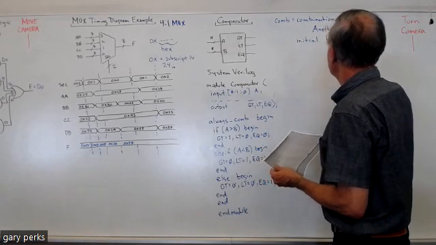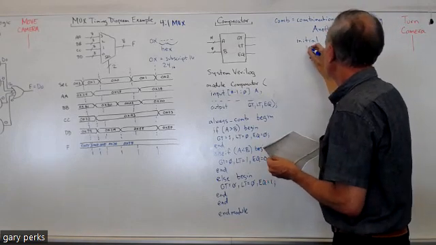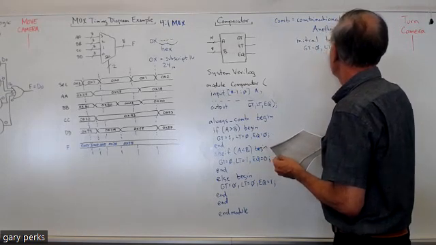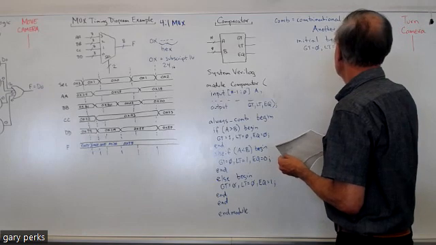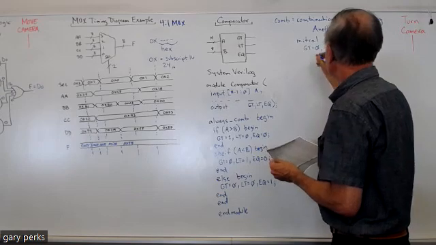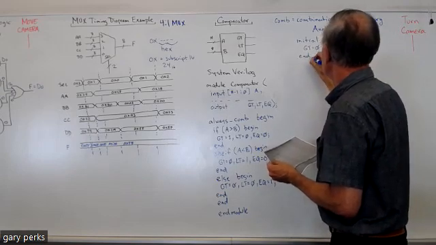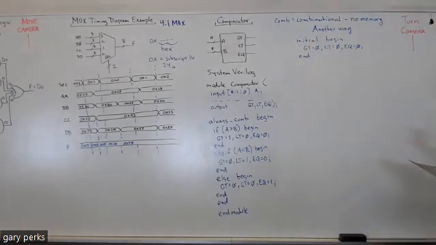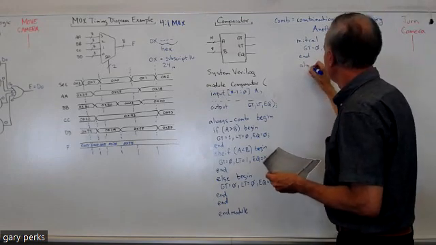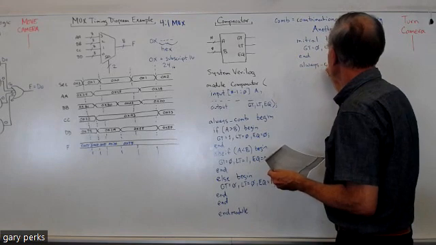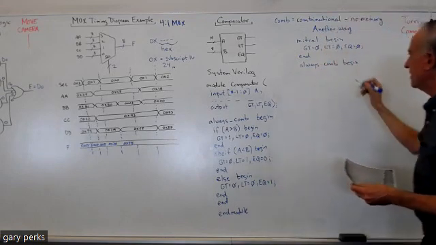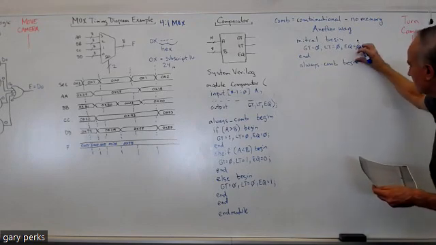Need a begin for the initial. And then I could just set everything to 0 to start. GT 0, LT 0, EQ 0. And end this. All right, so this initializes all my outputs to 0. Okay, then I do my always_comb, and I have the begin for that always_comb.